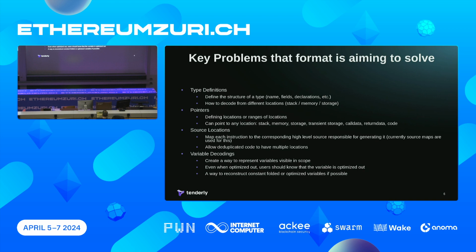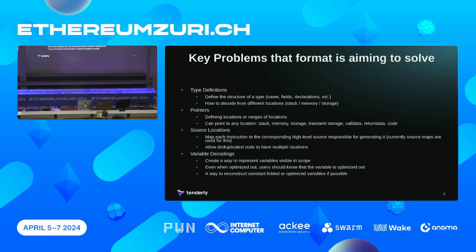So first is type definition. Ideally, for every type, we should have a structure of it. We should have a name, field declarations. And the idea is to have information on how to detect it, like where it is. Is it on stack? Is it in memory? Is it in storage? For some more complex structures, ideally, we would have pointers.